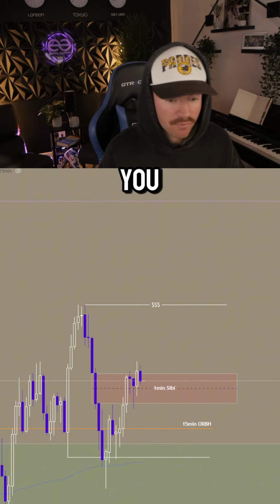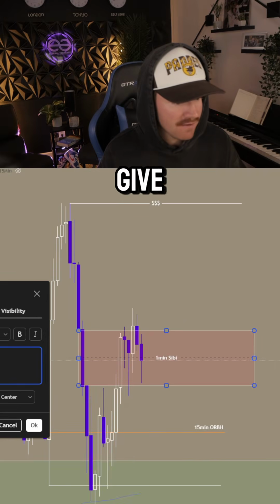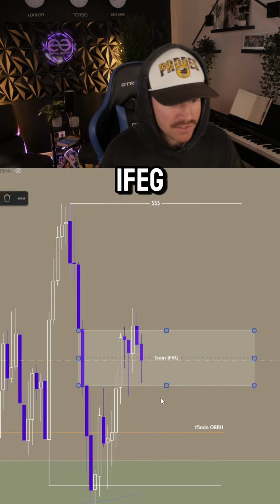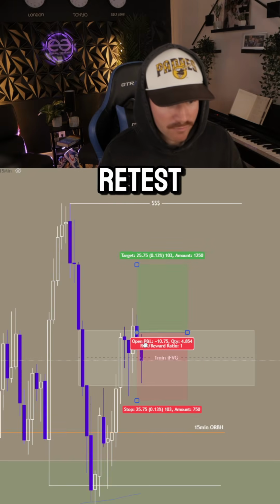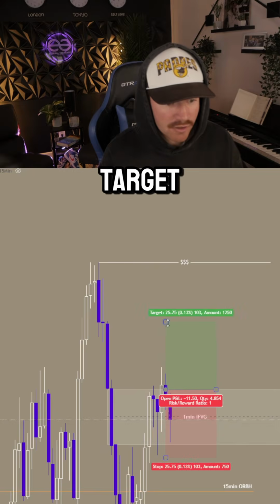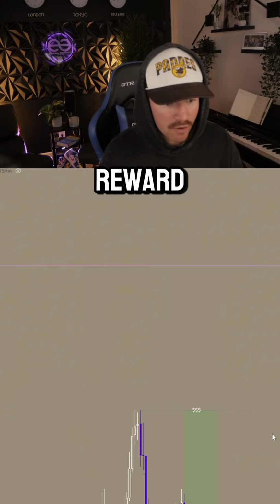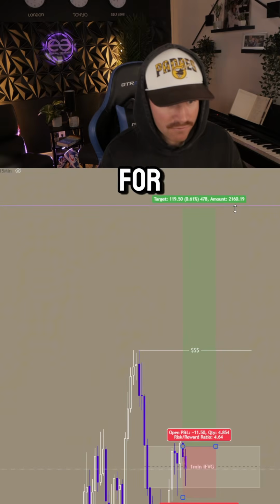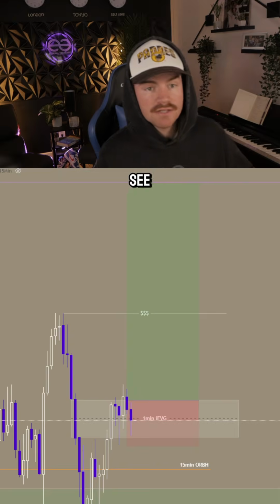Boom, right there, you notice we get a close above that 1-minute bearish fair value gap. That is going to give me my entry level, my IFVG. So this is where I would put my entry right at the top when we retest the IFVG. I keep my stop below the wick of the IFVG. I target this recent high for a first TP at about a 1 to 2 risk to reward. And then I'm going to target that Asia high for a full TP that gives us about a 4.6 risk to reward. So let's see how this one plays out.